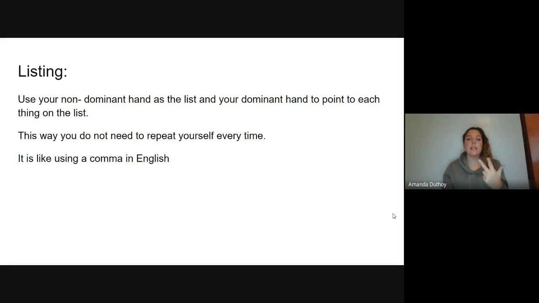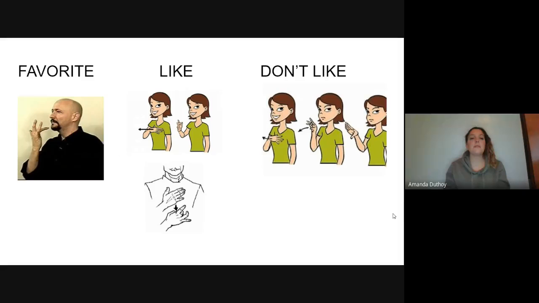So your non-dominant hand is going to look like this. Always start at the top with your thumb to list, and then you just sign the animals that you like or you don't like. This way you don't have to repeat yourself every time. So we're going to practice listing today. So you have to know these signs.